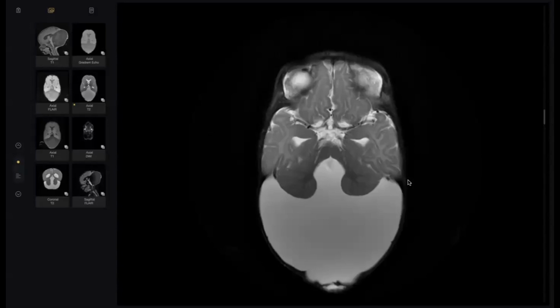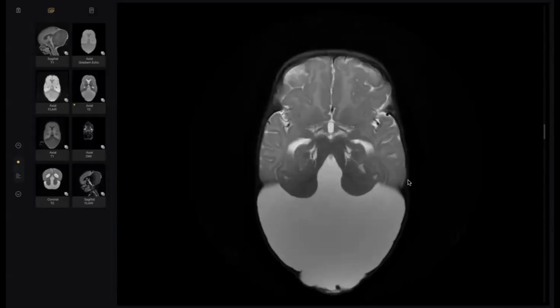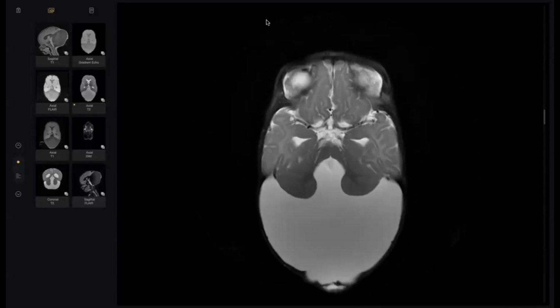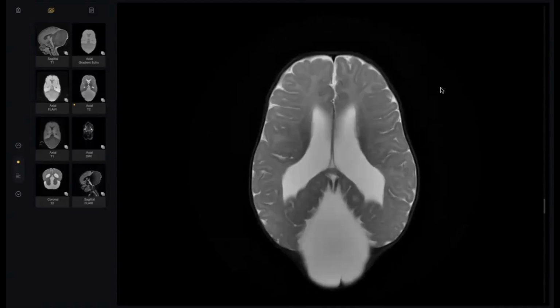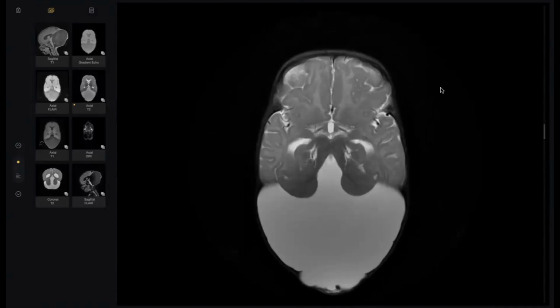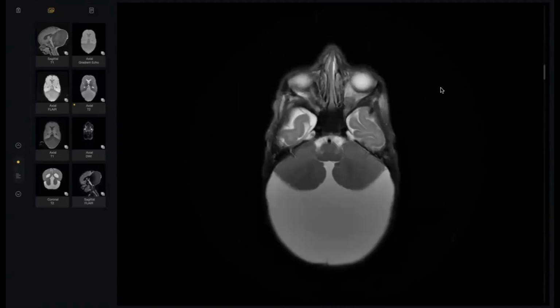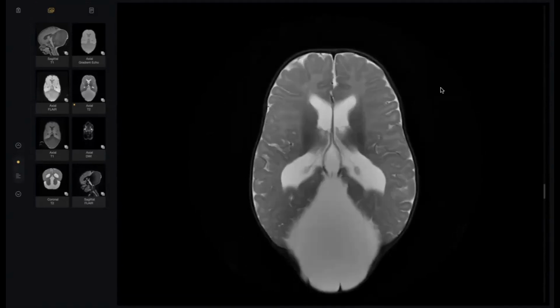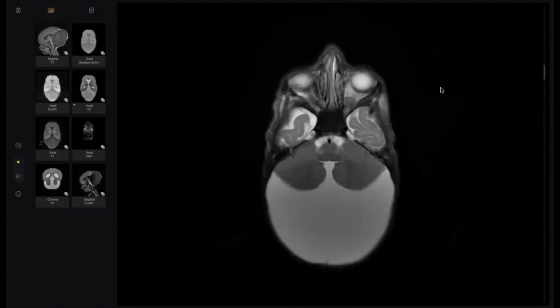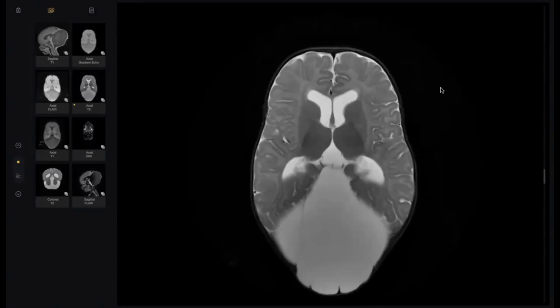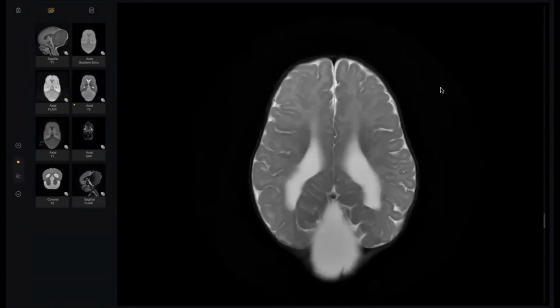This is a classic case of Dandy-Walker malformation. As you see, there is a large posterior fossa cystic structure communicating with the fourth ventricle, associated with supratentorial ventricular dilatation. We can't see the vermis or tonsils, and it is also associated with hypoplasia of both cerebellar hemispheres. This is a classic case of Dandy-Walker.